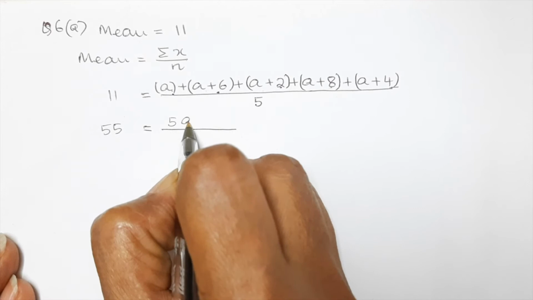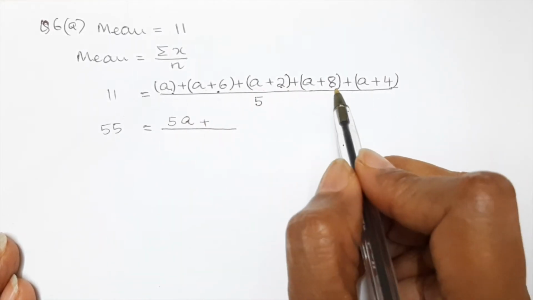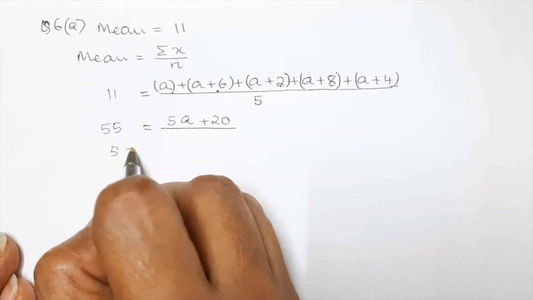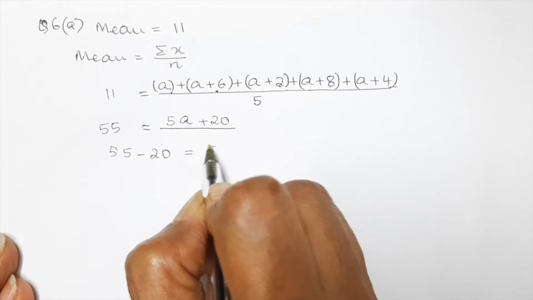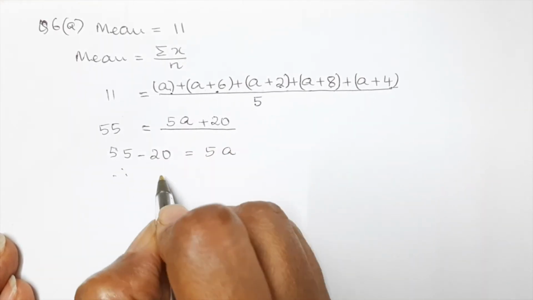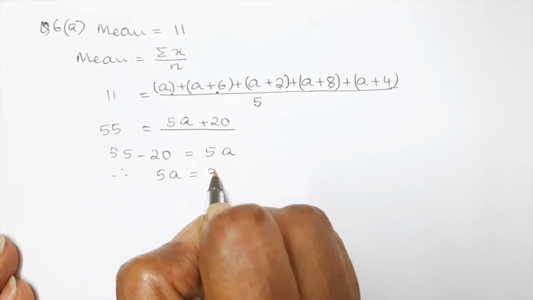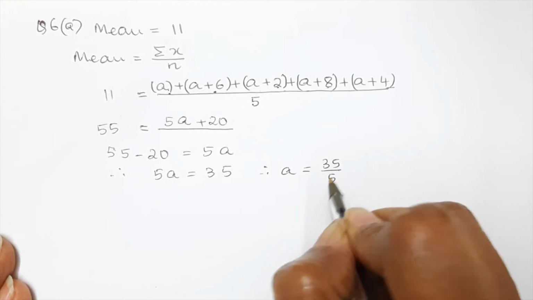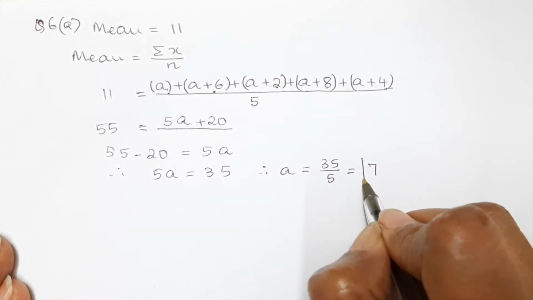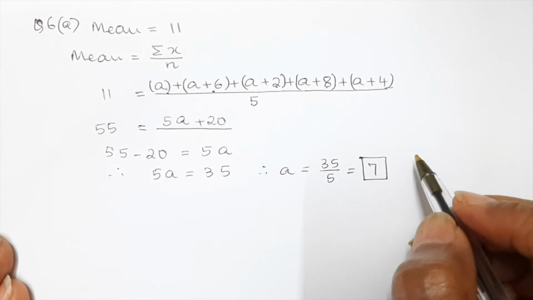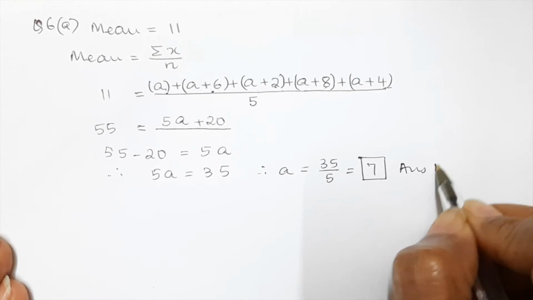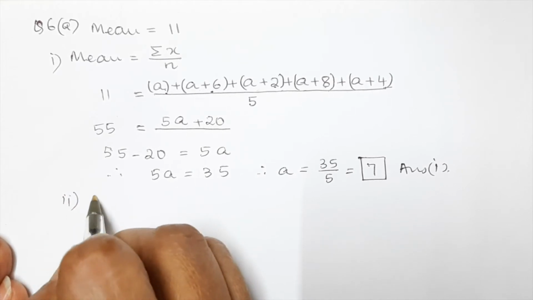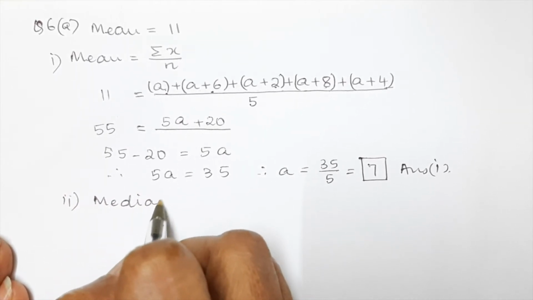So 5A plus 6 and 2, 8, 16. 16 and 4, 20. Okay, then we will have 55 minus 20 is equal to 5A, and that will give us 5A is equal to 35. Therefore, A is equal to 35 upon 5, which is equal to 7. So your A is equal to 7, and that is our answer 1. Now this was our first part. The second part asks us to find the median.